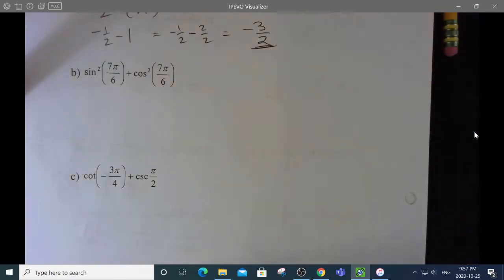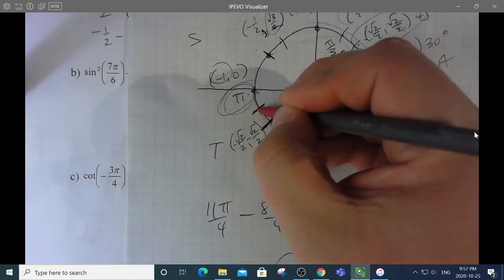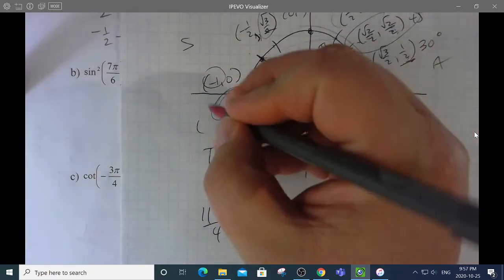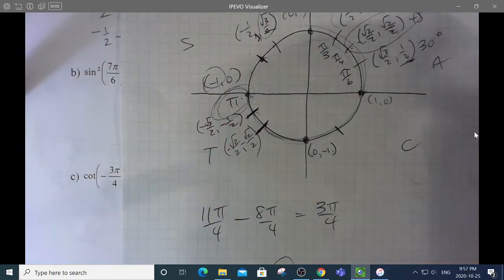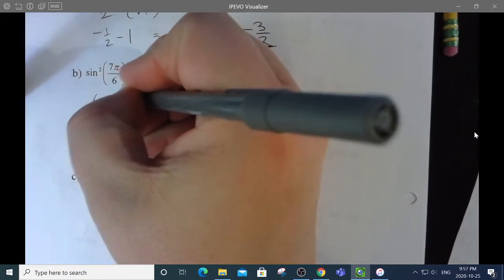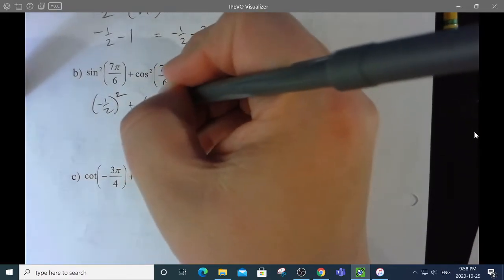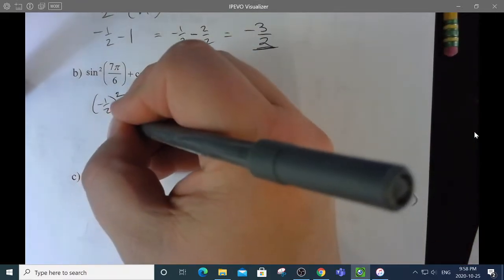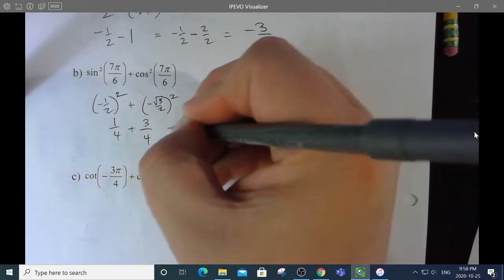Back to my unit circle. Where's 7 pi by 6? That's 1 pi by 6 past pi. So what is the sine value here? I guess I don't have the coordinates there. This is in this pi by 6 family. So it's negative root 3 over 2, negative 1/2. So the sine value is negative 1/2, but it's a negative 1/2 being squared. Cosine would be the x value, which is the negative root 3 over 2 being squared, and that is 1/4 plus 3/4, which is 1.